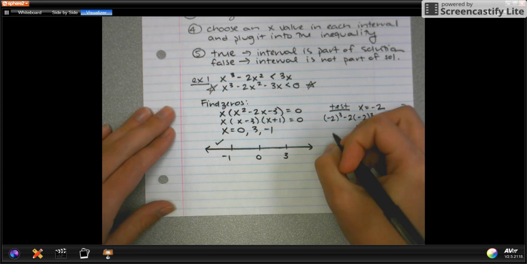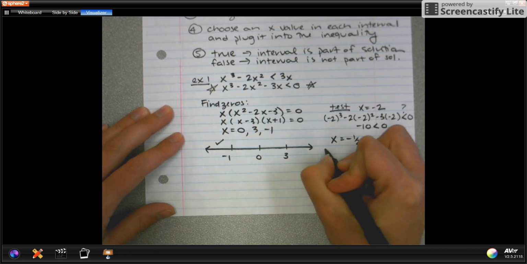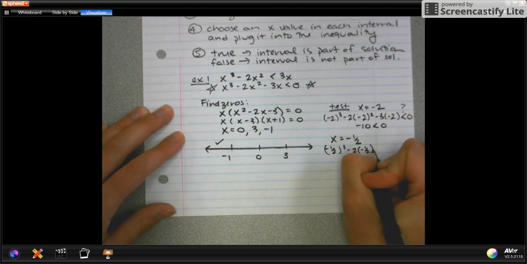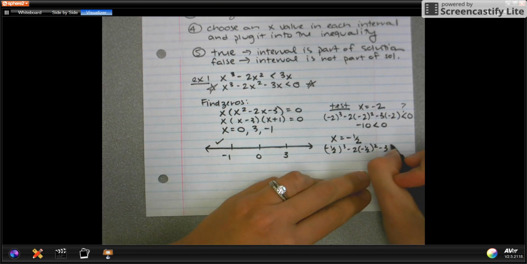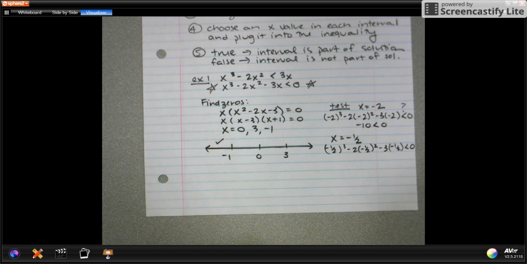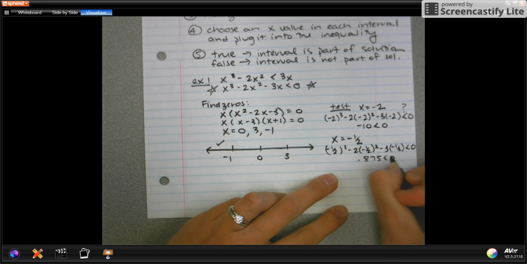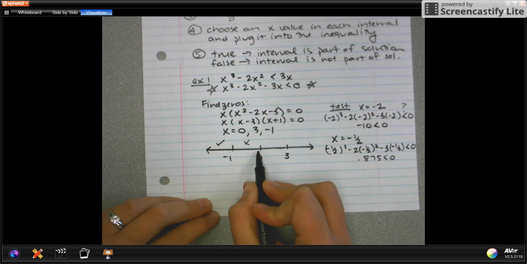We're going to go on and test x equals negative 1/2. So again, just go ahead and put negative 1/2. And again, we're looking to see, is that less than 0? This one comes out to 0.75. Since that's not less than 0, that means there's no number between negative 1 and 0 that's going to be part of my answer.